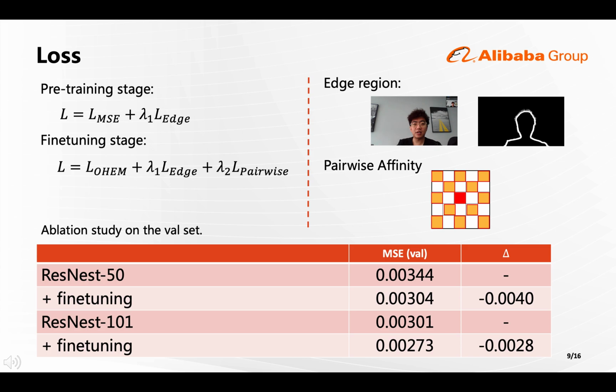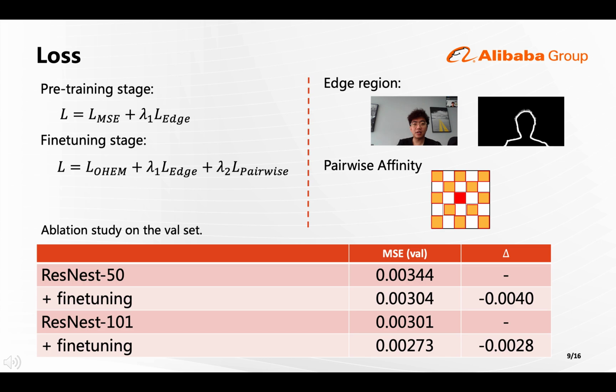Our training process includes 2 stages. Firstly, we pre-train the model on the training set with the MSE and edge loss, and then fine-tune the pre-trained model with the unary loss, OHEM and edge loss, and a pairwise loss. We compute the edge region by eroding and dilating the ground truth mask. OHEM only computes the gradient for the pixels whose L1 loss is more than 0.2 to handle the hard samples.